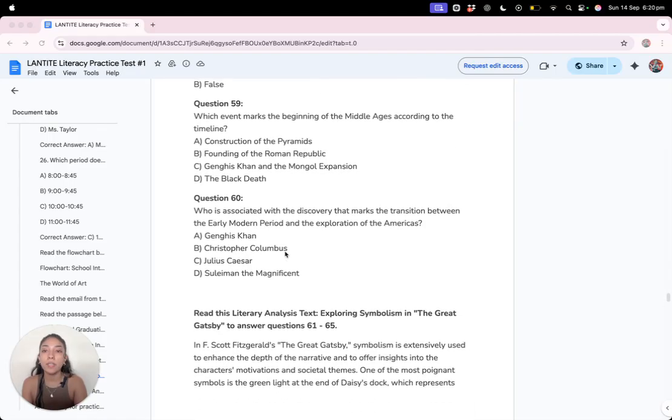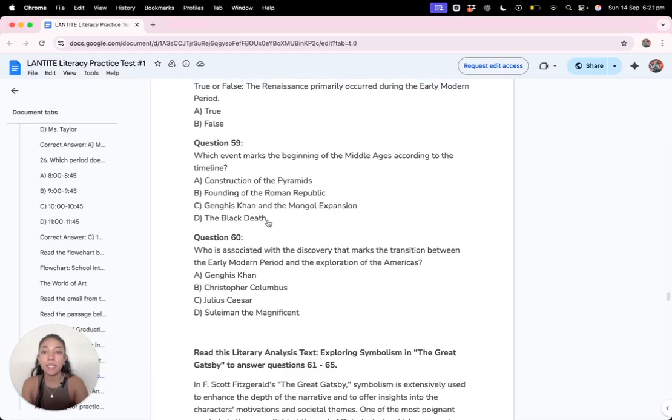Question 59. Which event marks the beginning of the Middle Ages according to the timeline? A. Construction of the pyramids. B. Founding of the Roman Republic. C. Genghis Khan and Mongol expansion. And D. The Black Death. So we see from the timeline, it's D. The Black Death.